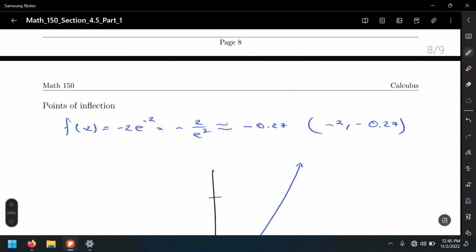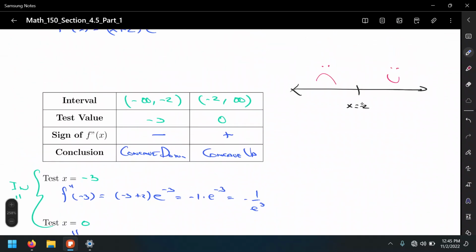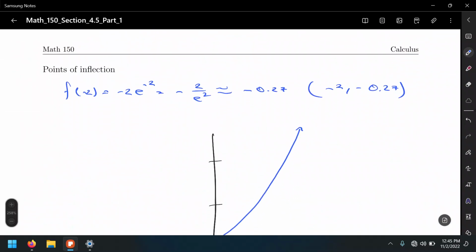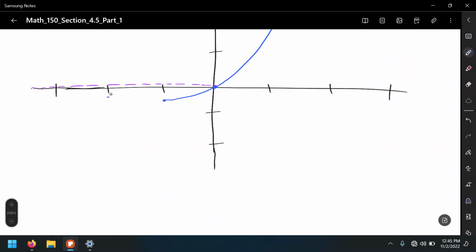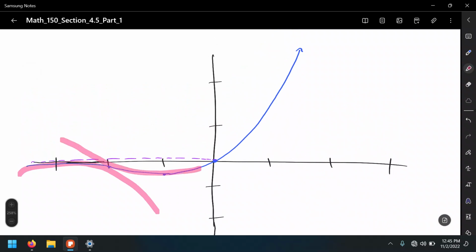Now, concavity. They're telling us it's concave down before negative 2 and concave up after negative 2. So from here, it's going to change to concave up. This is basically our concave down part, and this is our concave up part of our graph. Is that consistent with everything that we got from the second derivative test? And in this case, this is going asymptotically to 0, but never actually touching 0. So this is a good rough sketch of the graph.